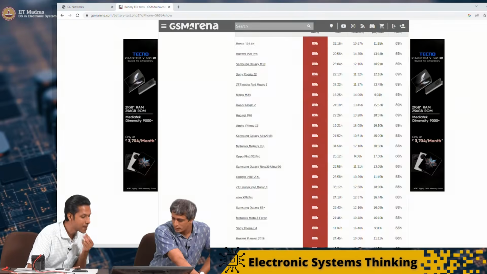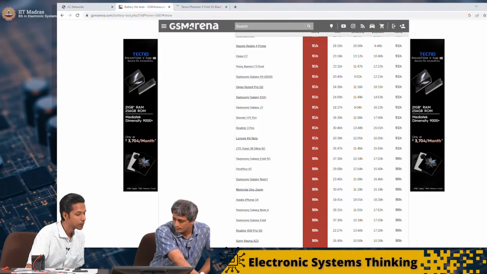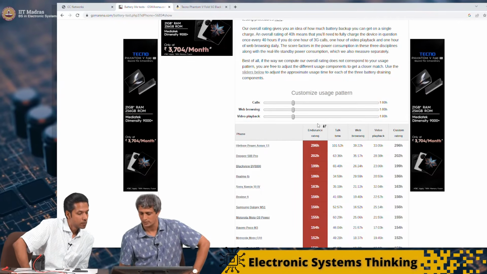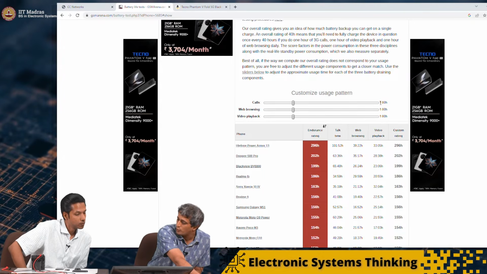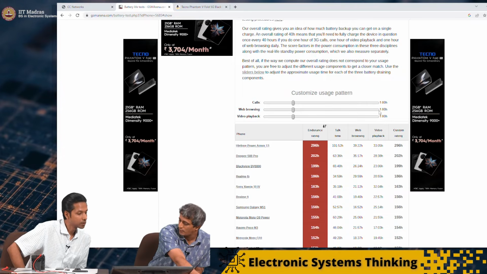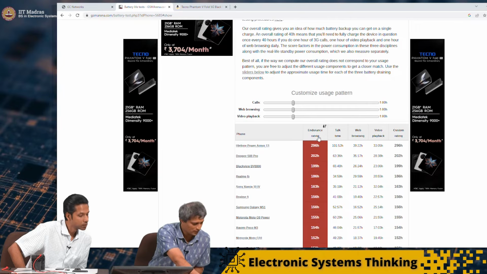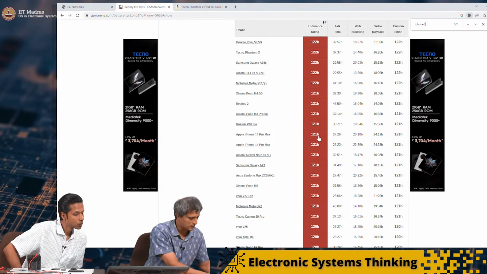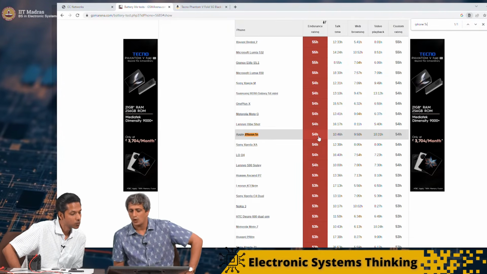Okay, so I'm going to scroll up. Okay, and let's look at what this page actually says. The endurance rating says that if you were to make 1 hour of calls every day, 1 hour of web browsing, and 1 hour of video playback, right? That is the endurance rating, right? Then the iPhone 5s has an endurance rating of 54 hours.